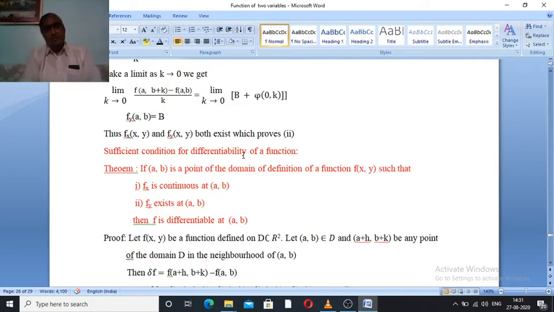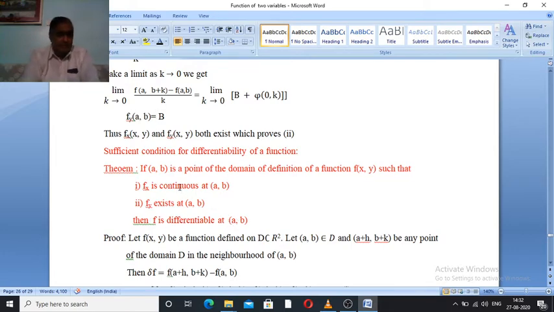Sufficient condition for differentiability of a function. Theorem. If a, b is a point of the domain of definition of a function f of x, y such that first, the first order partial derivative is continuous at a, b. Second, the first order partial derivative with respect to y exists at a, b. Then f is differentiable at a, b.